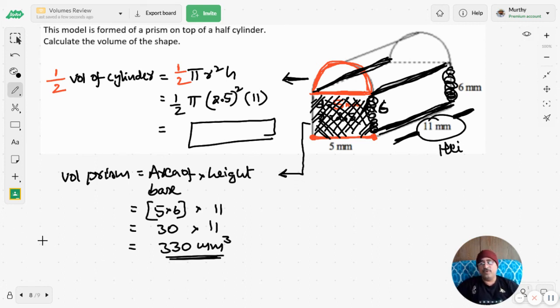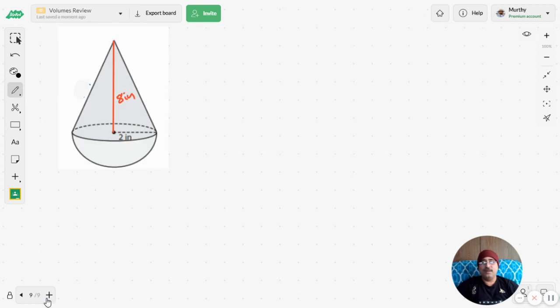So one more question is there. Please be careful: while computing this kind of combination of solids, you have to do them separately. This is the volume of a cone and the volume of a hemisphere. I am sure that you can do it.